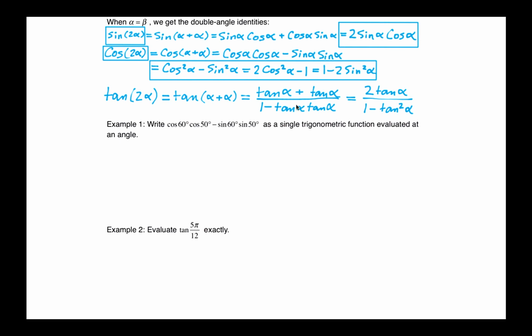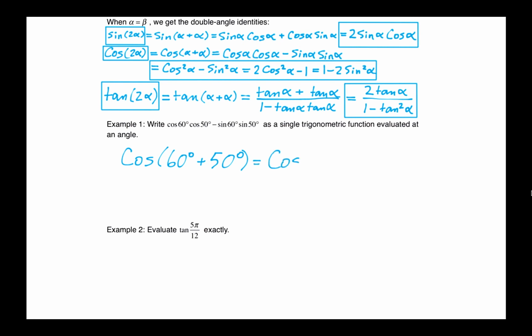All right, so let's see if you can recognize, for example, number 1, how to write this as a single trigonometric function evaluated at an angle. So which of the identities looks like cosine something else, minus sine something else? And you should recognize that that is like the cosine of 60 degrees plus 50 degrees, which would be the cosine of 110 degrees.